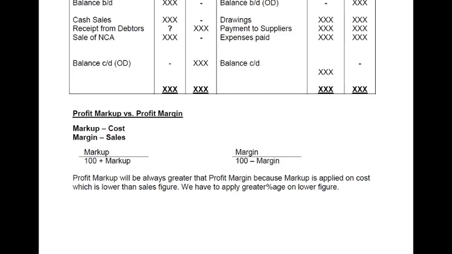If you are unsure about what profit markup and margin mean, you may see my video lecture for ratios analysis in order to understand the difference between profit markup percentage and profit margin percentage, and how we can convert from markup to margin, and from margin to markup. You may study this from the ratios analysis topic.